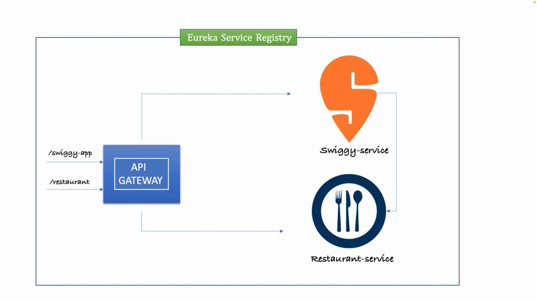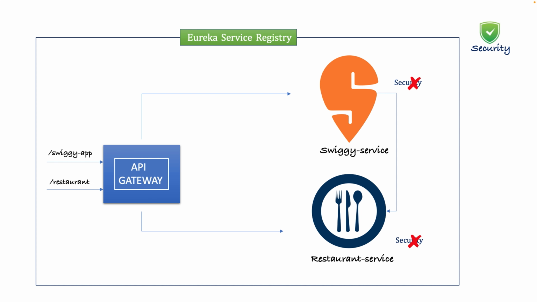Assume that you got a requirement to secure your microservices. How will you do that? It's very simple, right? I can write the security implementation in two different services. I can write it in the Swiggy service, and I can also write the security implementation in my restaurant service. But what if I have 100 microservices? Then writing the same security implementation in each and every microservice is not a good practice.